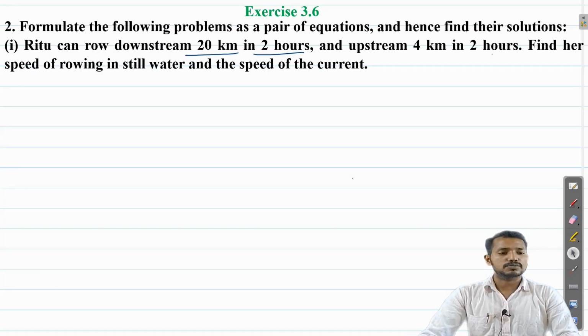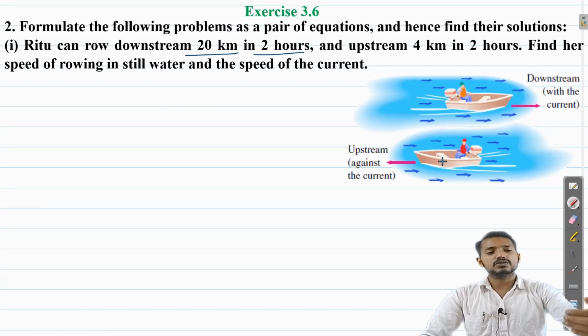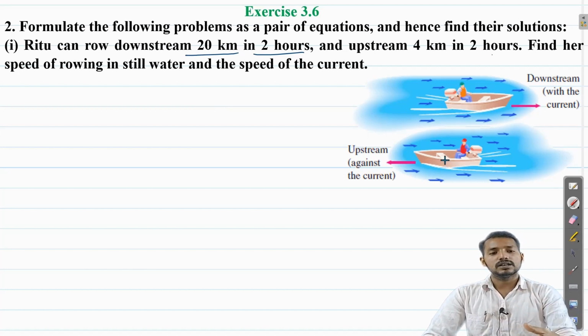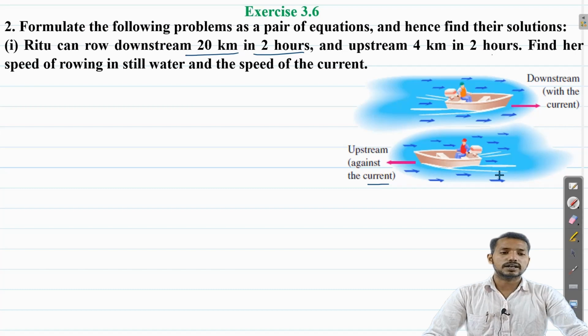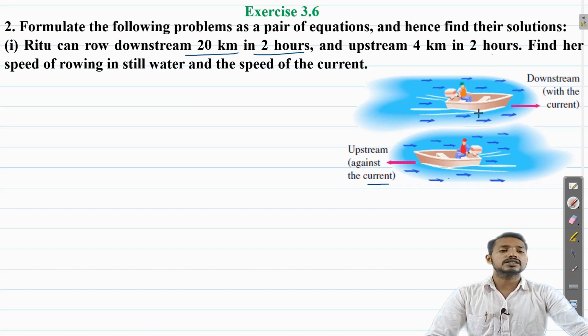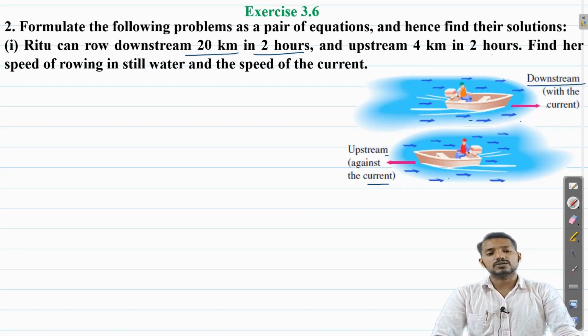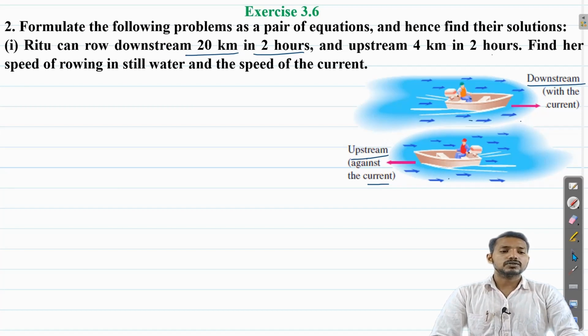So what are upstream and downstream? This is the concept. If an object is moving through a stream of water in the direction opposite to the direction of motion of the current or stream, then we call that upstream. Here the direction of motion of water is to the right side, but this boat is going against that direction of current or water flow. Then we call that upstream. And if it is moving in the same direction, here water is in that direction and the boat is also moving in the same direction, then we call that downstream. So this is the difference between upstream and downstream. Just understand it, okay? Now come to the question.